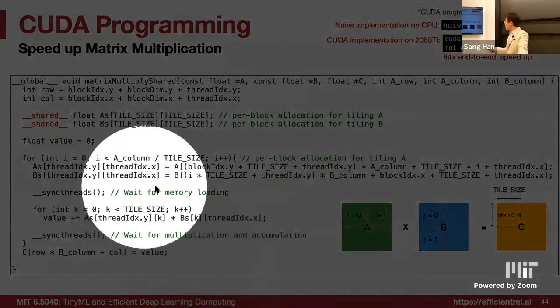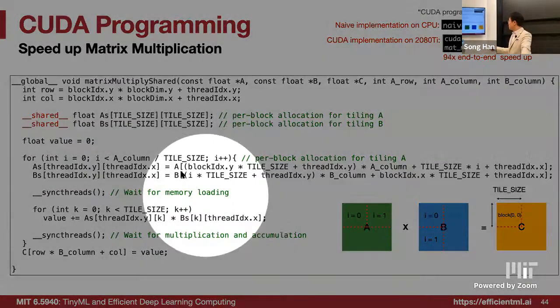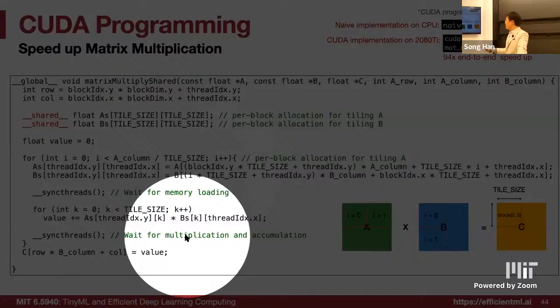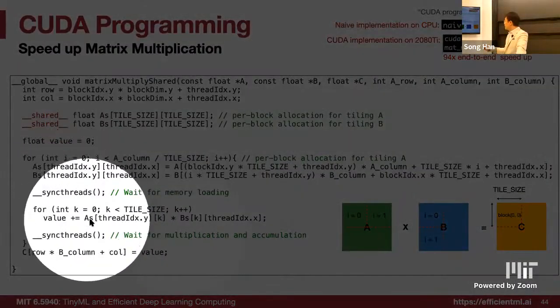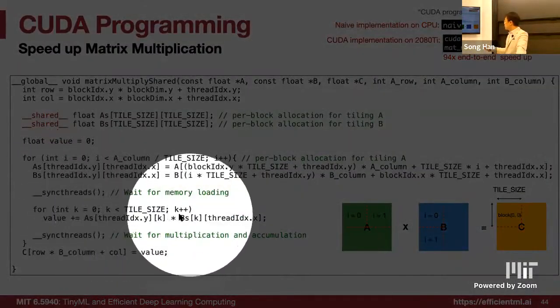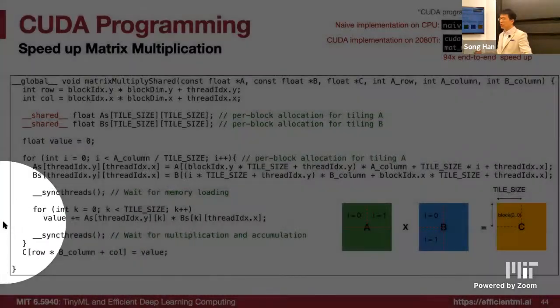Then we wait for the memory loading, since each thread is responsible for loading only one part of this block. We have to wait for the memory loading to finish before we can do the tiled matrix multiplication. So we call sync threads right here, and then we multiply these two elements together and add it back to the value. After every thread finishes such an operation, we write this value to the corresponding location.